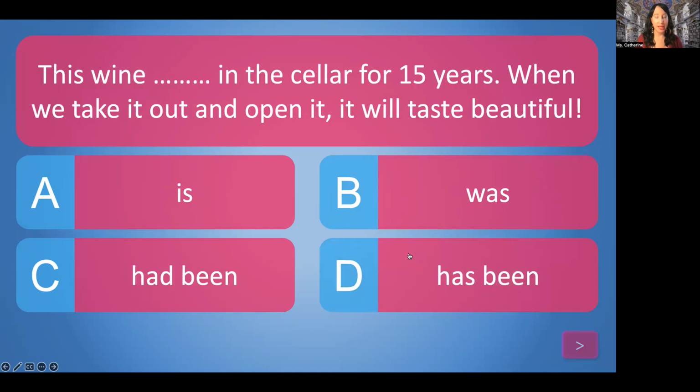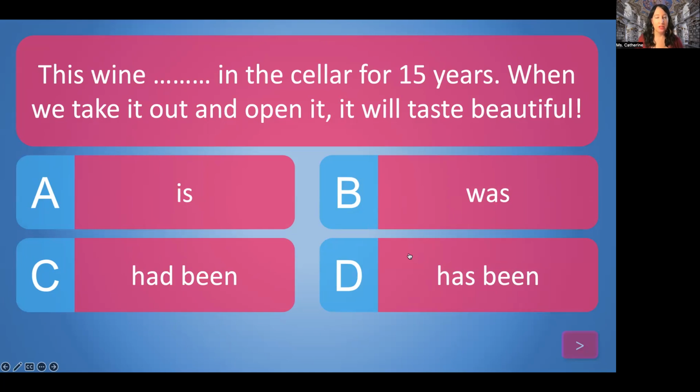How about this one? This wine blank in the cellar for 15 years. When we take it out and open it, it will taste beautiful. Is it A, is, B, was, C, had been, and D, has been? Which one? This is tough. Okay, let's see. This wine blank in the cellar for 15 years. What do you think it could be? When we take it out and open it, it will taste beautiful, or beautifully. That would be an adverb there.